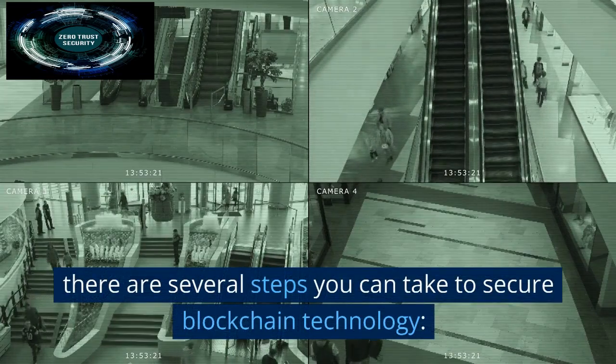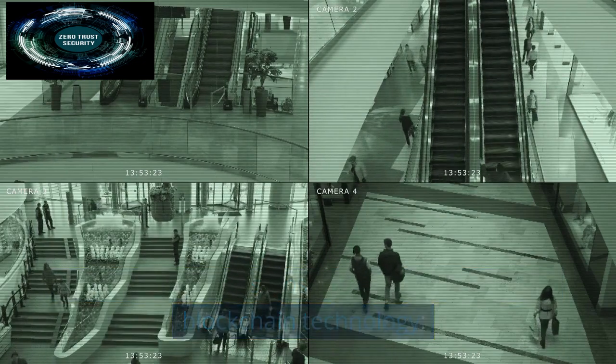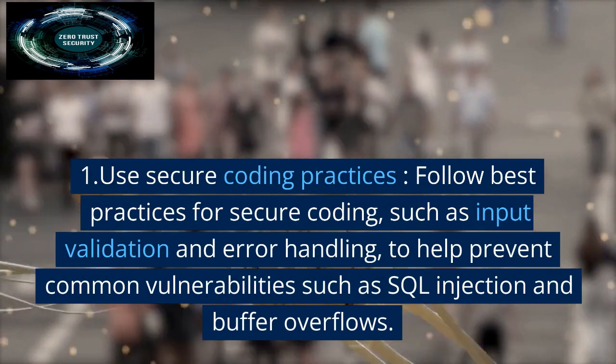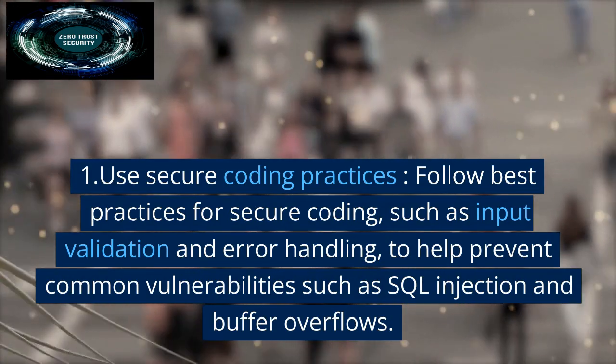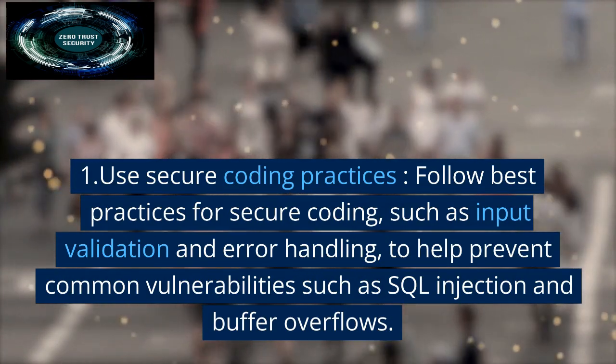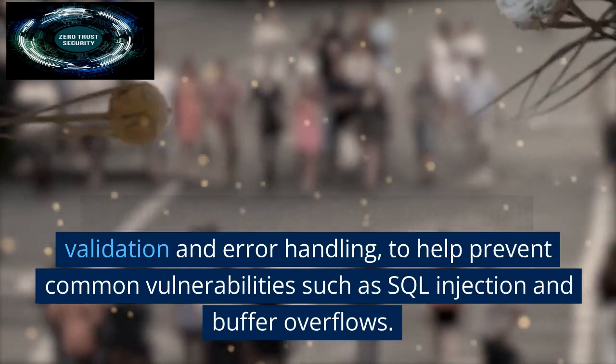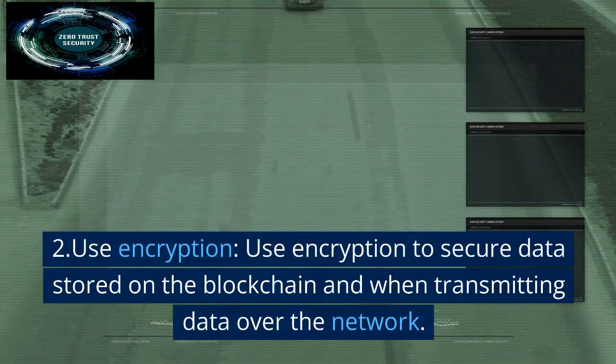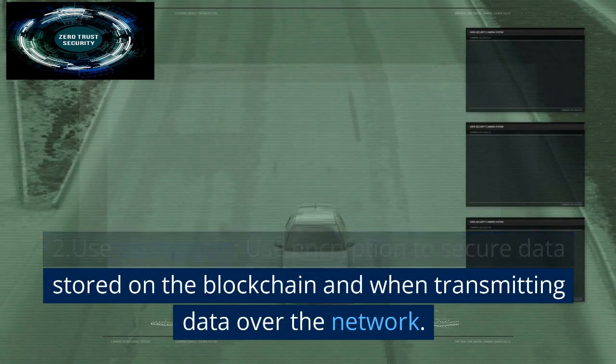There are several steps you can take to secure blockchain technology. 1. Use secure coding practices. Follow best practices for secure coding, such as input validation and error handling, to help prevent common vulnerabilities such as SQL injection and buffer overflows. 2. Use encryption. Use encryption to secure data stored on the blockchain and when transmitting data over the network.